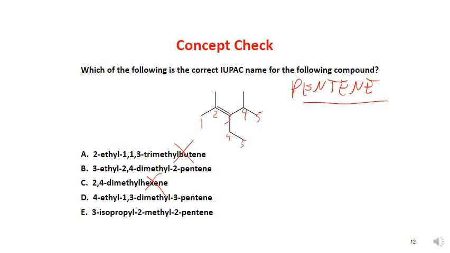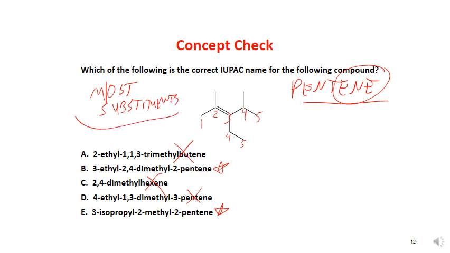Second, you know that you're going to want to do this so that the smallest number is indicating the double bond. So that means you can eliminate the 3-pentene. So it's between 2-pentene and 2-pentene. So then how do you decide? And remember, if there's a match and you could go either way, you want to have the most substituents. You want to have the most things hanging off the chain part of the molecule.